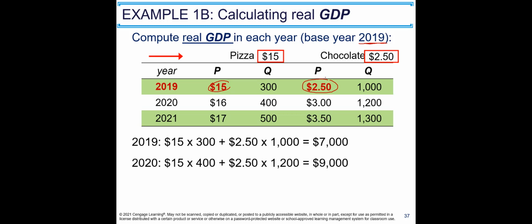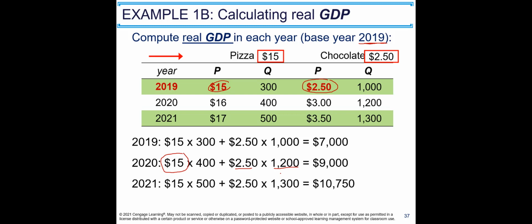Now 2020 is different. Look, the price stays the same, it doesn't change. We are not using 16. We refer to the base year prices, but quantities are from 2020, times 400. Again, the price of chocolate stays the same, but the quantities are from 2020, and real GDP is 9,000 for 2020. For 2021, again, the prices are constant, but the quantities are changing. We use the 2021 quantities to calculate real GDP 2021.